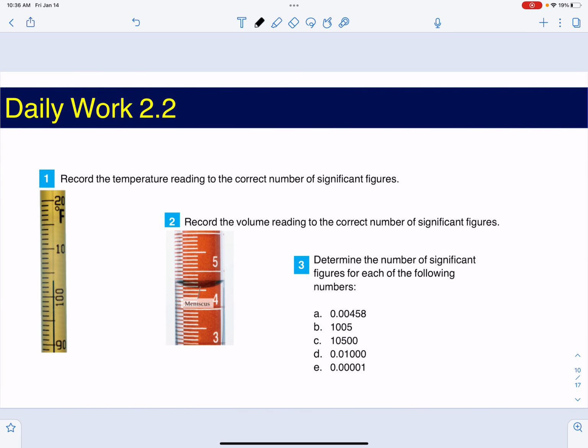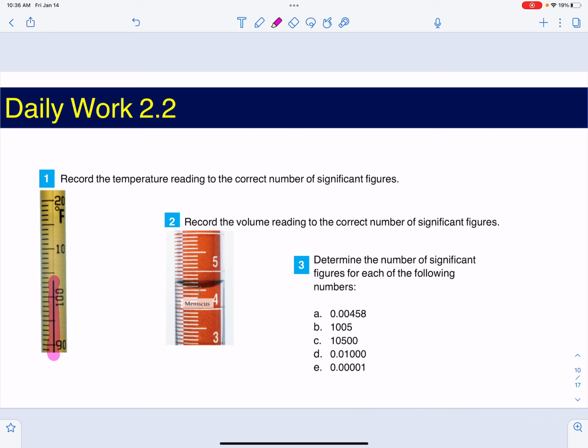So here's your daily word number 2. The first thing I want you to do is to look at this here, and based on that scale, read it. Remember, you always need an estimated digit at the end.